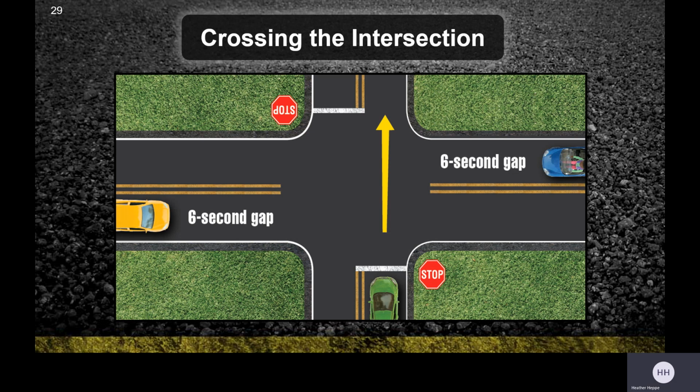Going straight from a stop, you need about 4 seconds to cross an intersection 30 feet across. You should wait for a gap in traffic of at least 6 seconds to ensure you can cross without causing another road user to adjust because of your action.